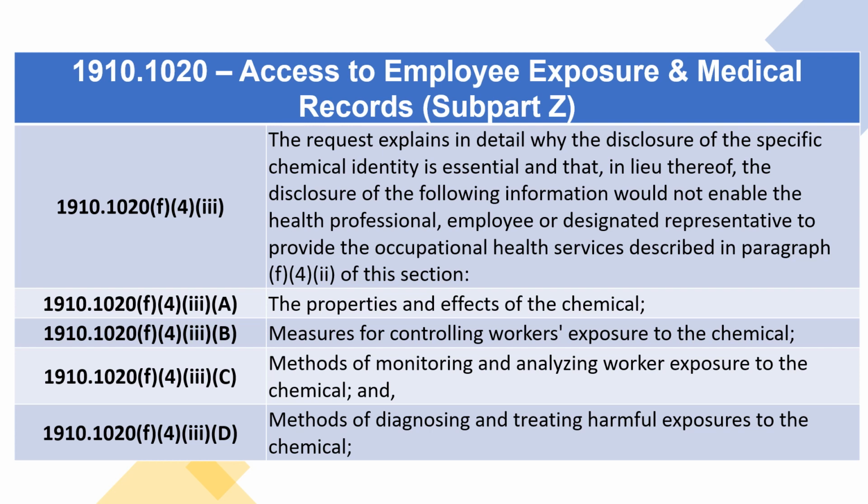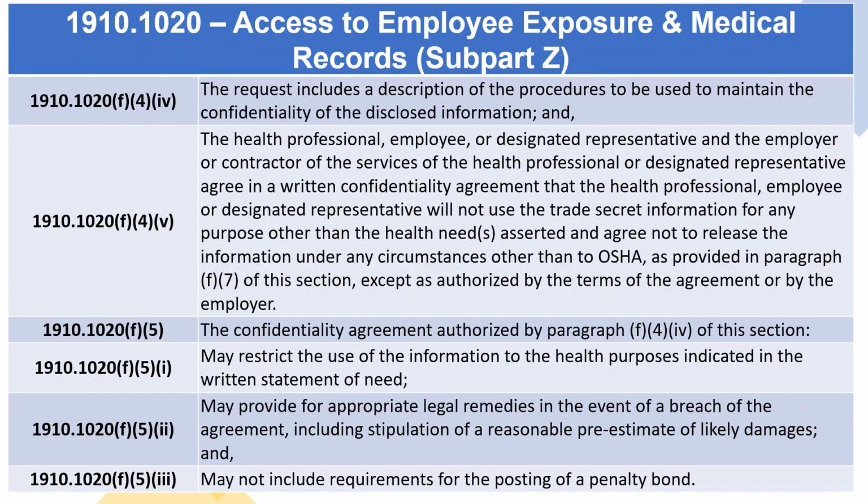1910.1020 F4-3, the request explains in detail why the disclosure of the specific chemical identity is essential and that, in lieu thereof, the disclosure of the following information would not enable the health professional, employee, or designated representative to provide the occupational health services described in paragraph F4-2 of this section. 1910.1020 F4-3A through D: the properties and effects of the chemical; measures for controlling workers' exposure to the chemical; methods of monitoring and analyzing worker exposure to the chemical; and methods of diagnosing and treating harmful exposures to the chemical.